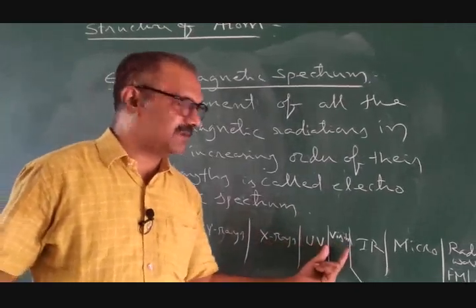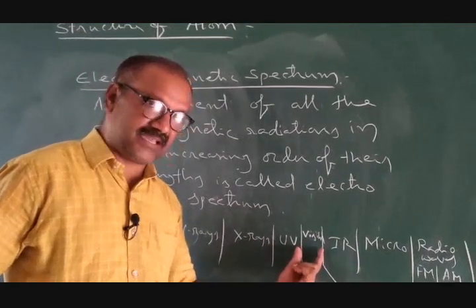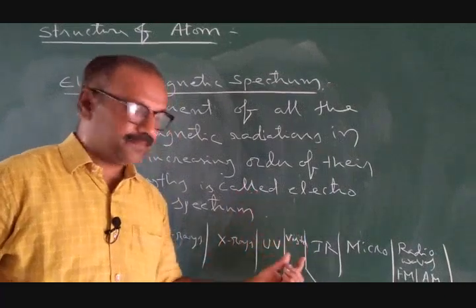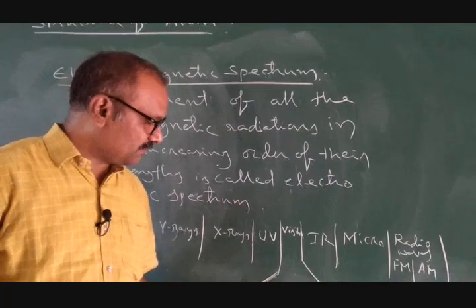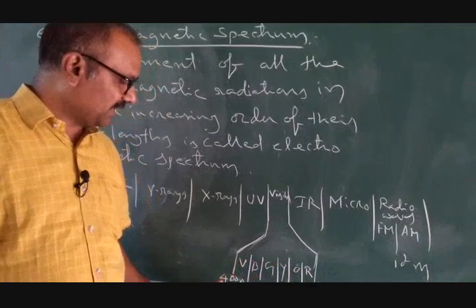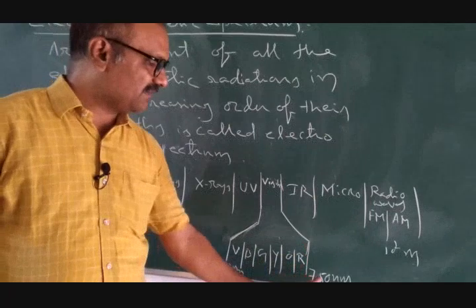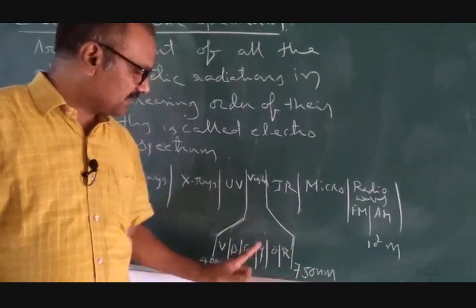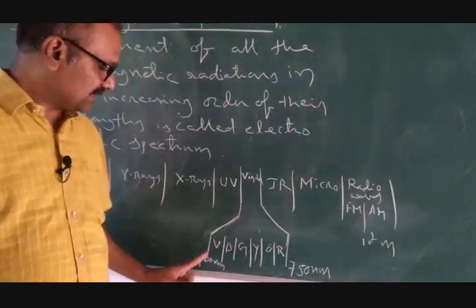UV rays. Next, the visible region. This visible region, these rays only we can see. For example, if you take white light, it contains 7 colors: violet, blue, indigo, yellow, orange, red. The wavelength of violet is 400 nanometers and the wavelength of red is 750 nanometers. Red will have more wavelength and less energy. Violet will have lesser wavelength and more energy.